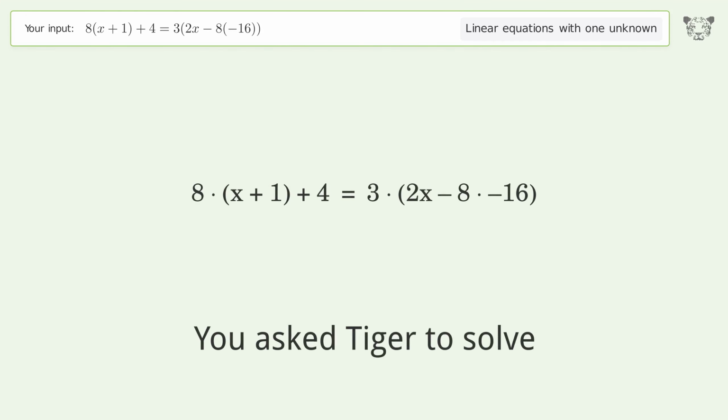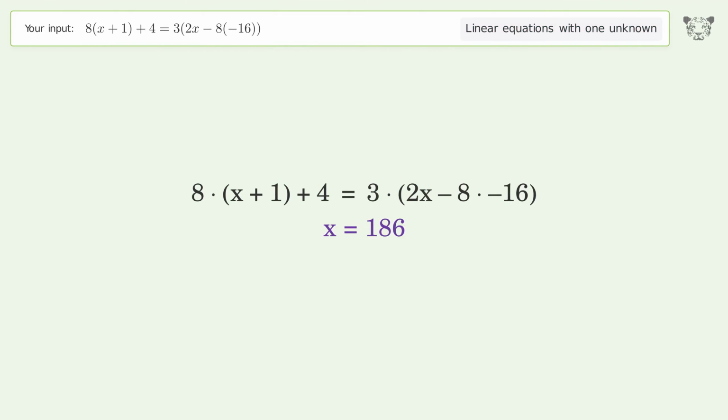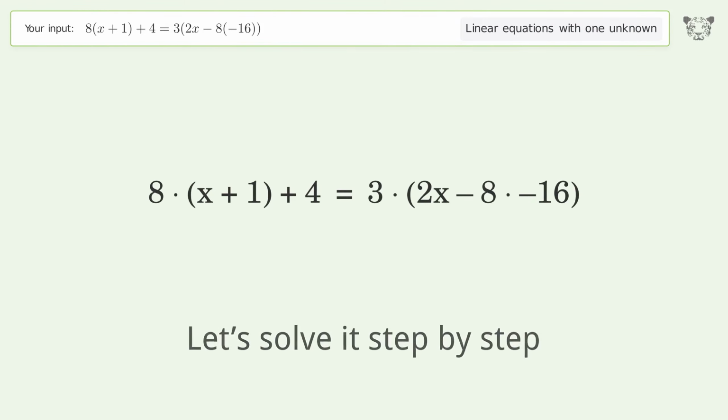You ask Tiger to solve. This deals with linear equations with one unknown. The final result is x equals 186. Let's solve it step by step.